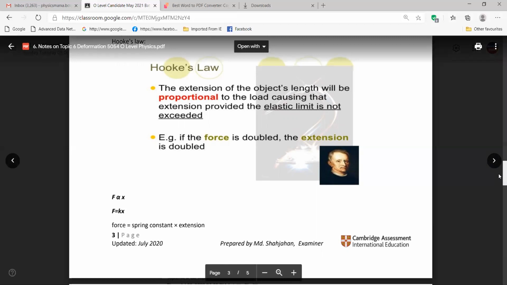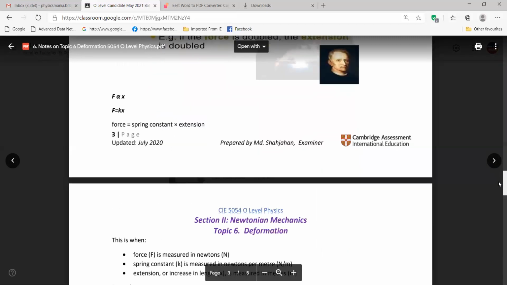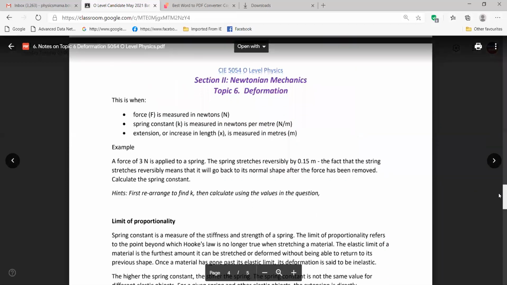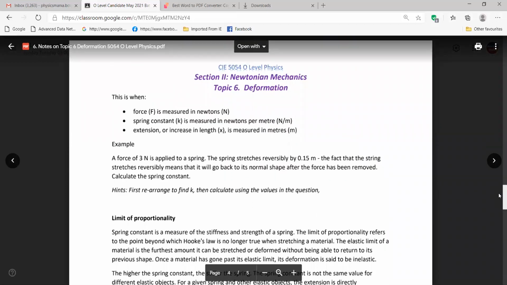Rearrange the formula. The recording is going on, right? Yes. Okay, very good. Then you see, force is measured in newtons, spring constant is measured in Newton per meter, and extension is measured in meter.